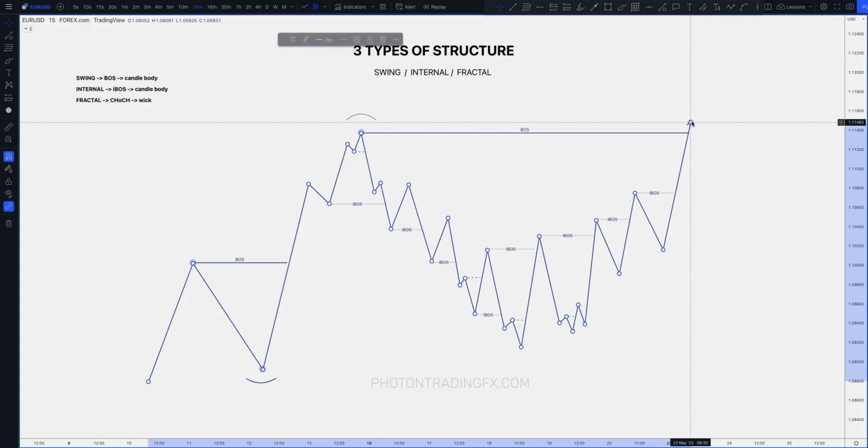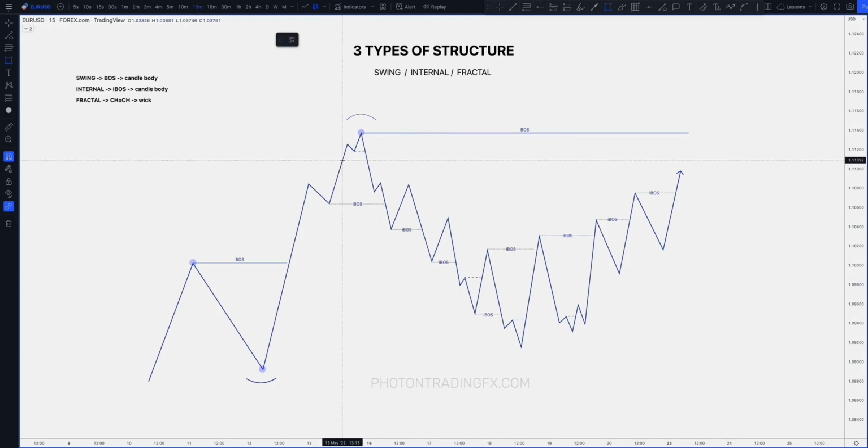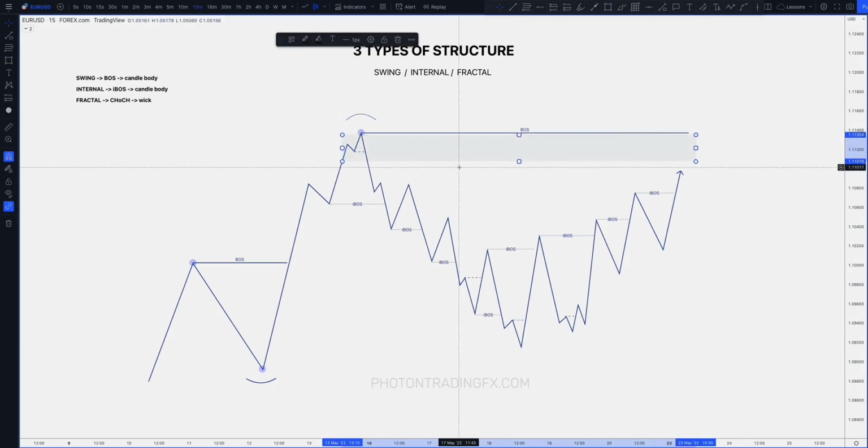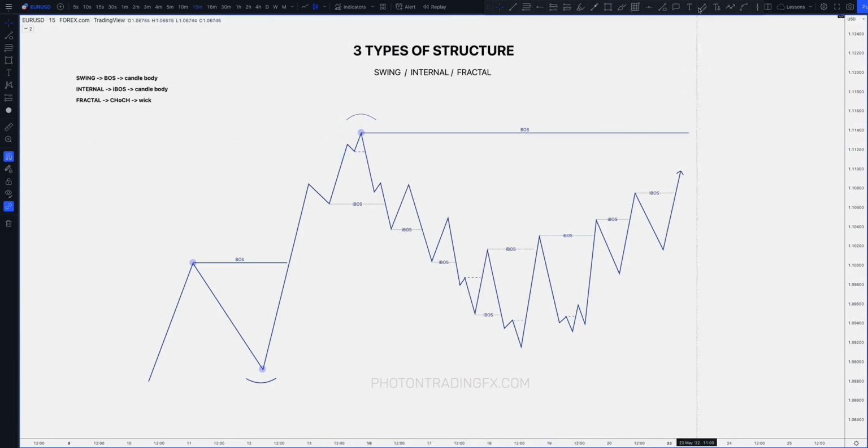Now, how else we can use that information is, let's say we get that internal BOS, but we haven't yet taken out this swing high. Again, I know this is a little bit ahead of what we've learned, but there may be a supply level up here. We come into a level up here, and then price comes down and takes out this internal low. So what have we had? We have had a bearish internal break of structure. So now the internal structure is bearish. It's now against the swing structure.